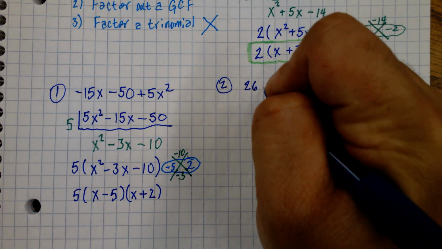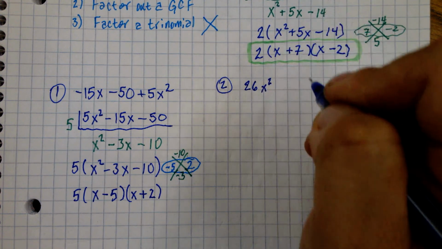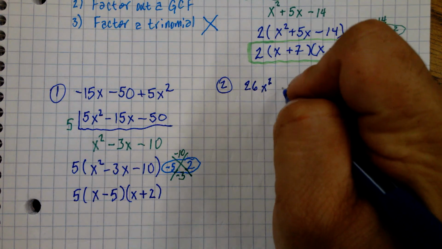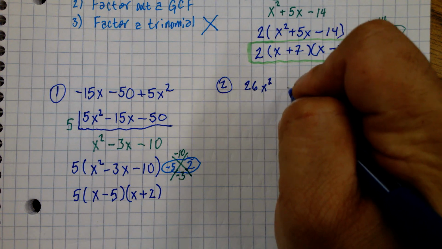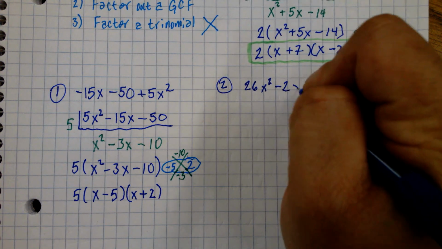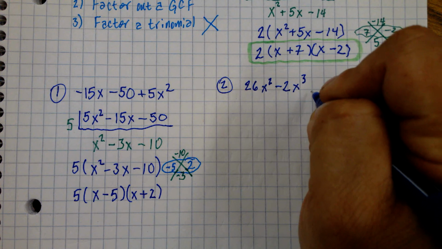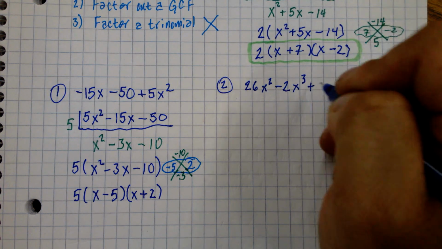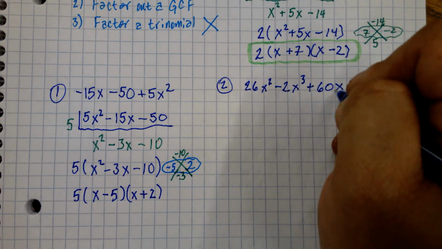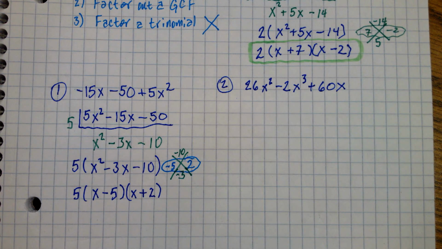26x squared, what do we got? Minus 2x cubed plus 60x. All right. 26x squared minus 2x cubed plus 60x.